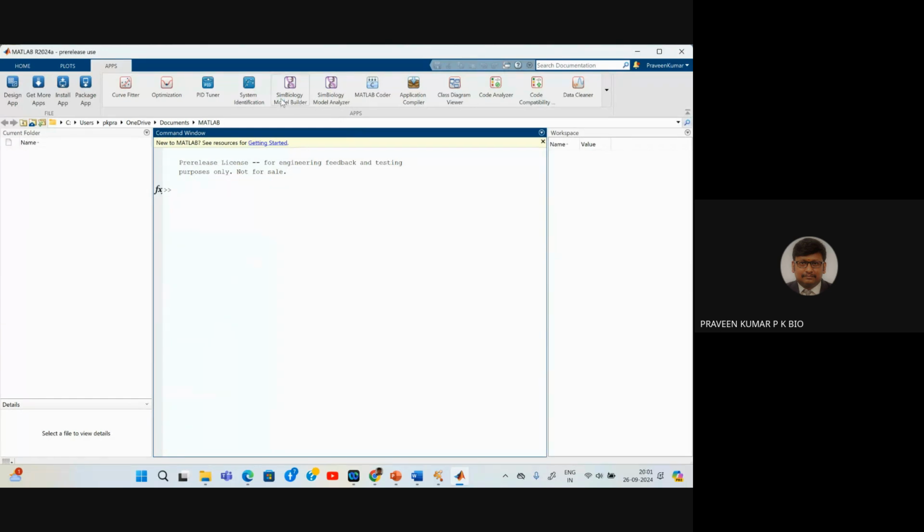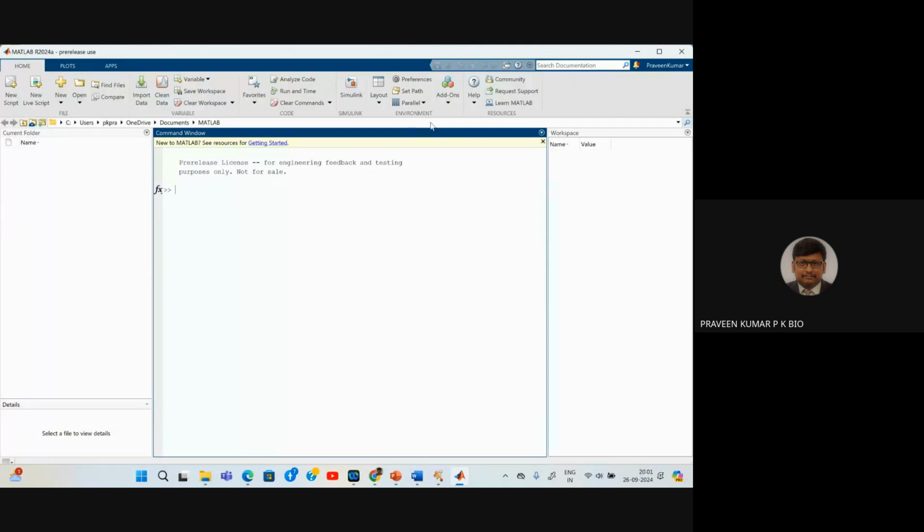You have SimBiology Model Builder. You have SimBiology Model Analyzer. If you want to know how to use this, you have help. In Home, Help, you have documentation. If you want to practice with examples, one can specifically select SimBiology examples.